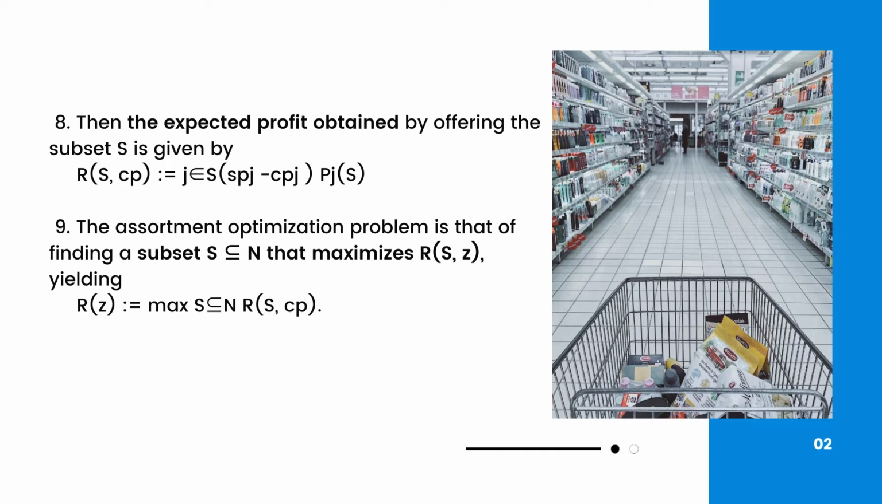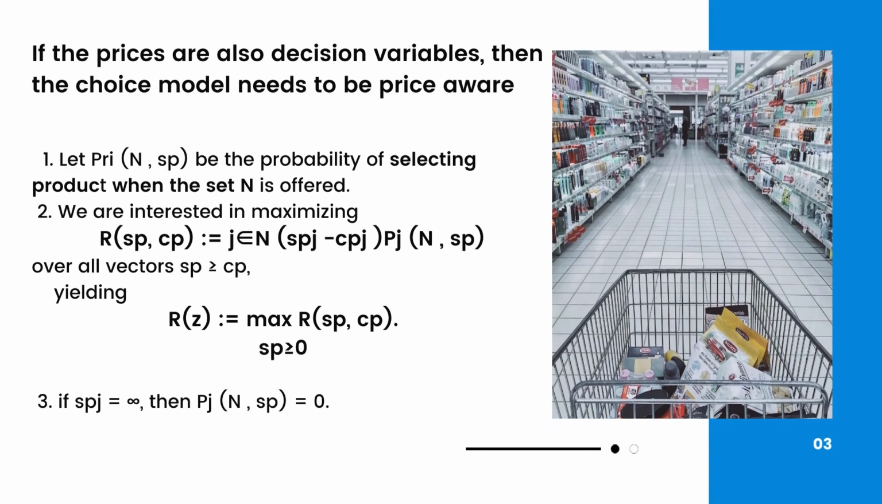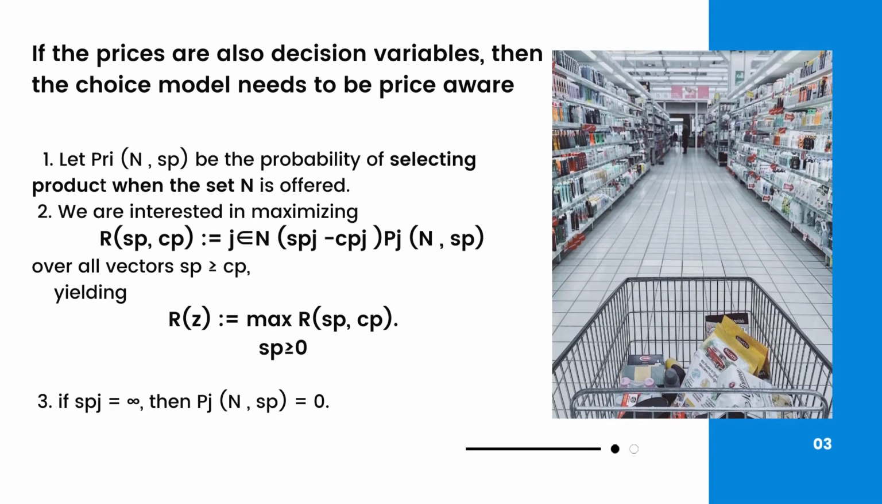The assortment optimization problem is that of finding a subset S, which is a subset of the set N, that maximizes the revenue as a function of the set S and the cost of the product, which is given by this formula. Here we need to maximize the revenue with this formula. The assortment optimization problem is combinatorial in nature and arises frequently in retailing and revenue management.